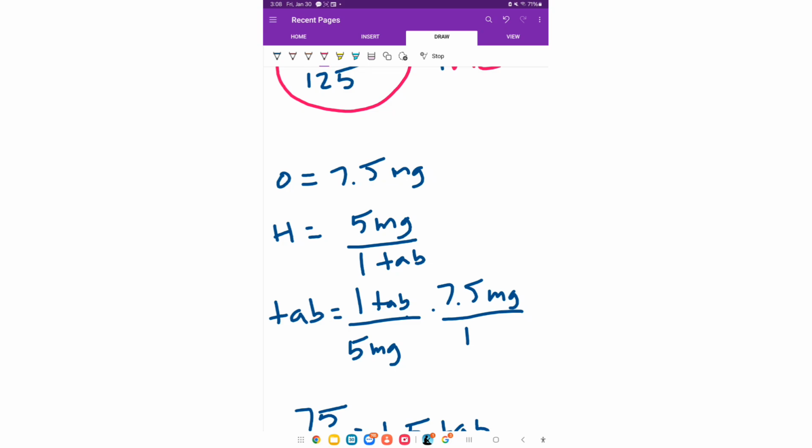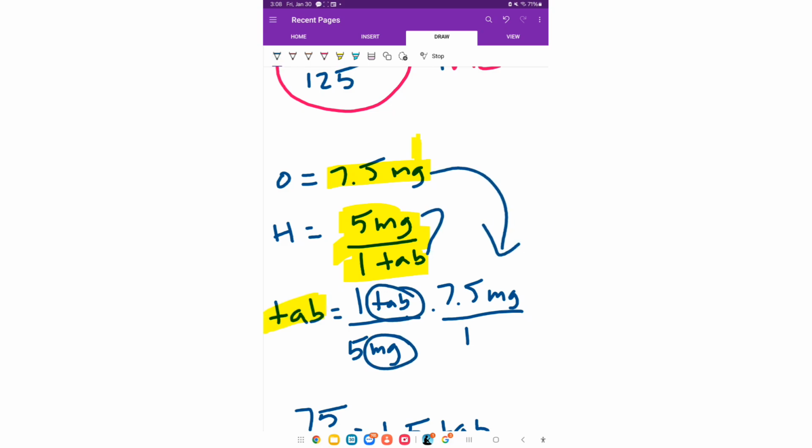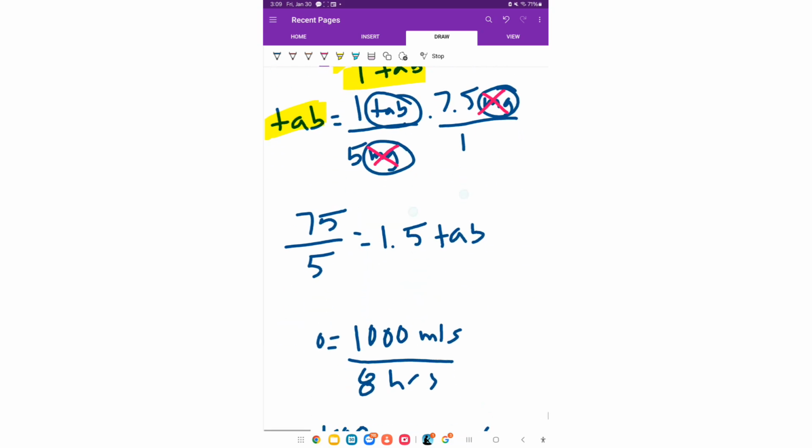Physician order 7.5 milligrams. We have 5 milligrams per tablet. What we give, this is what we have, this is what the order's for. You want it in tablets, so I'm going to write down the ratio first, and I have one tab. Perfect. I want to cancel this out. That's why I brought the 7.5 milligrams here. Now I can cancel this and move on to dividing it. Right there, I end up with 1.5 tablets. Exactly what I want. Next question.